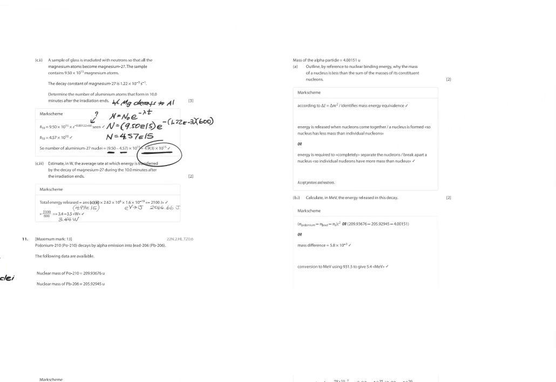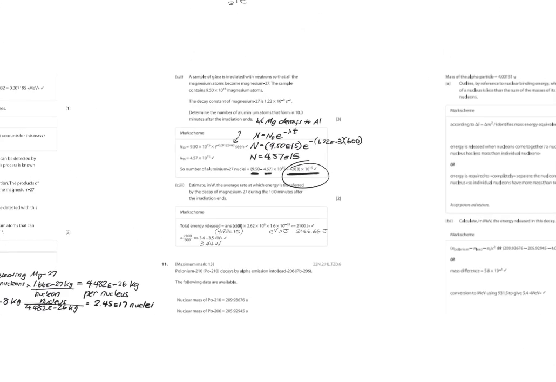Let's see, the polonium. Yeah, that looks like that's not a repeat. Anyway, let's see, two of them are repeats. So we're going from number 6, skipping 7 and 8, then we have 9 and 10. So that would be 6, 9, and 10. Okay, thank you.